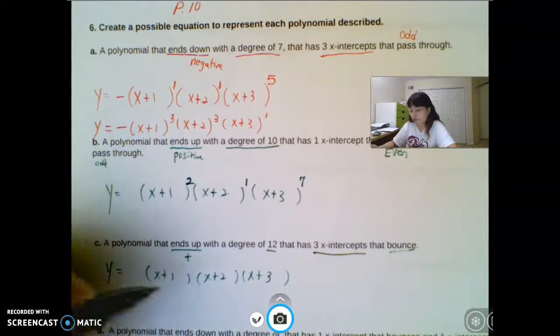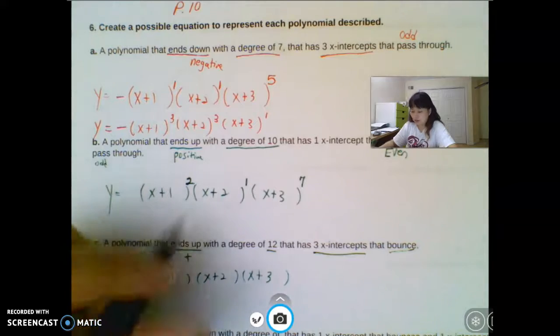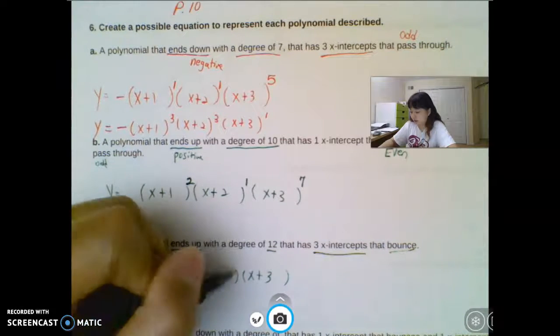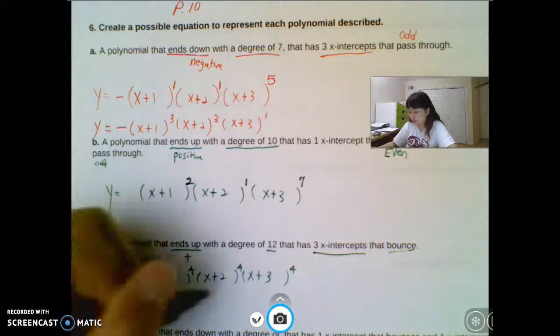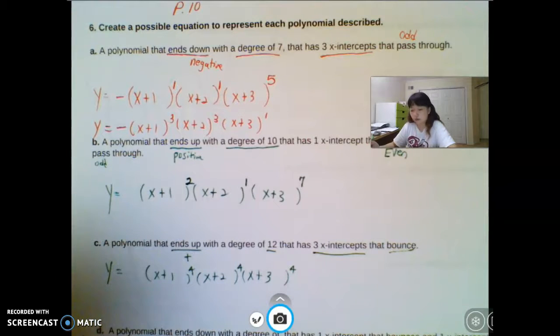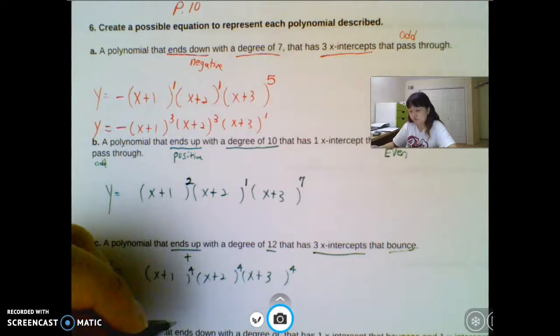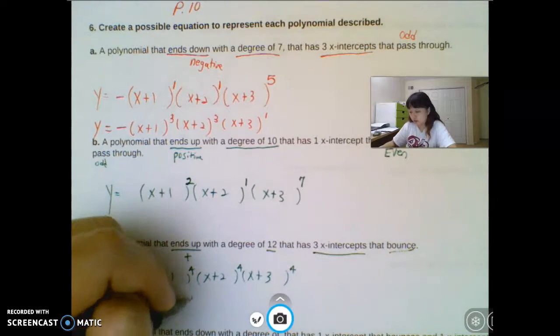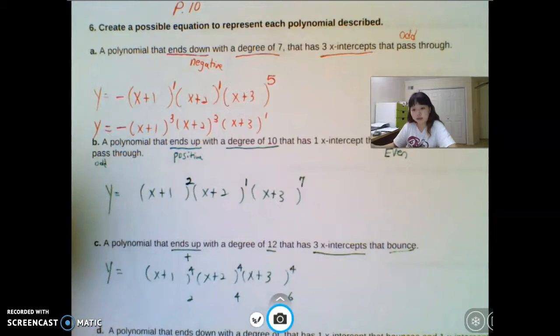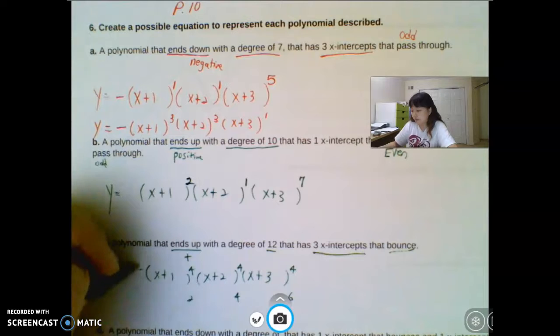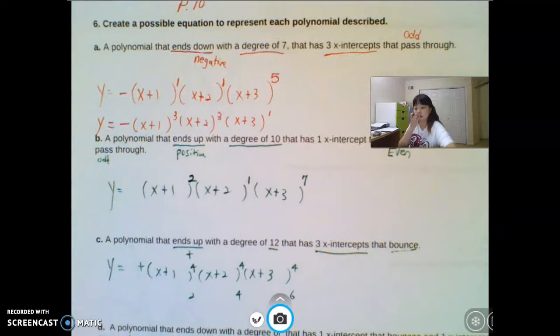So just think about it. How can you make even numbers? You can do it any way you like. I'll just do 4, 4, 4 because they're all evens. So that means they're all going to bounce, and 4 plus 4 plus 4 is 12. So it does work. Not the only way. You could have had 2, 4, 6 if you like, because 2 plus 4 plus 6 is also 12, right? So as long as they're all even numbers and they all add up to 12, that's good. And it ends up, so just make sure it's positive at the end.